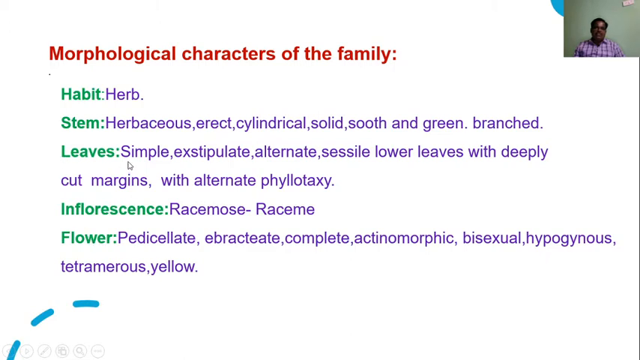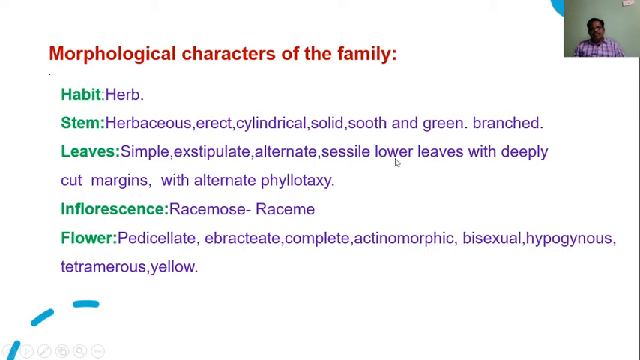The leaves are simple, exstipulate, alternate, then sessile, that is, simple, exstipulate, without stipules, alternate, at one point there is one leaf found, without a pedicel, that is stalk, so it is known as a sessile leaf.